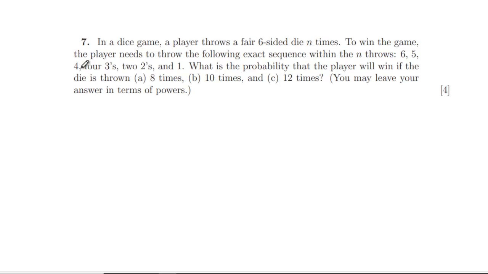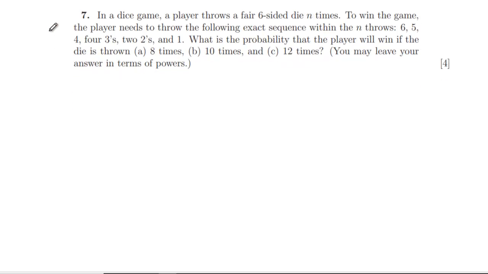Now what we got? Dice game. All right, we've got another probability one now with dice. Player throws a fair 6-sided dice n times. To win the game, he needs to throw the following exact sequence with the n throws. So he needs to go 6, 5, 4, 3, 3, 3, 3, 2, 2, 1. What's the probability that he will win if he rolls the dice 8 times? I mean, his chances here are pretty low. Oh, that's why they're saying leave your answer in terms of powers.